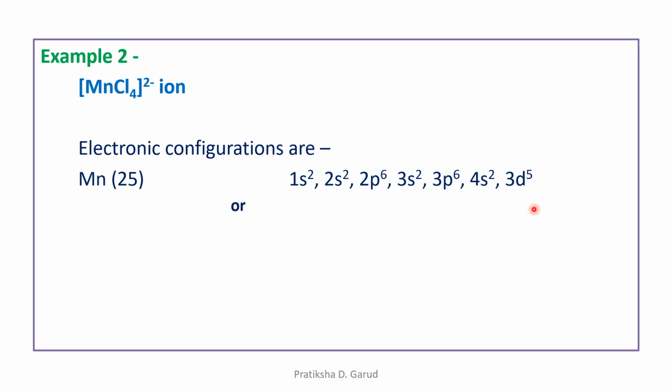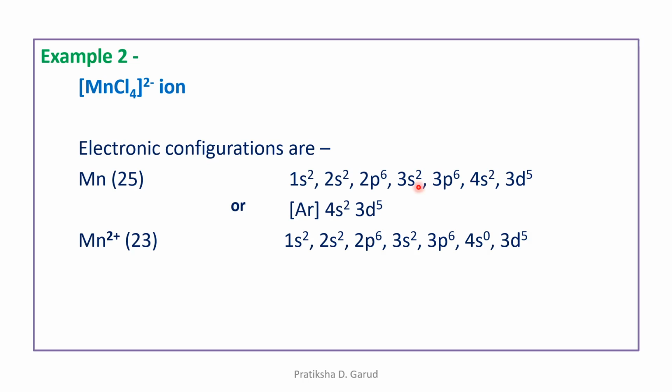Or we may write the electronic configuration with the argon core, that means atomic number 18, then the remaining 4s2, 3d5. Now here the oxidation number of manganese is +2. So we can write Mn2+, with electronic configuration 1s2, 2s2, 2p6, 3s2, 3p6, 4s0, 3d5. The 2 electrons are eliminated from the 4s, so the configuration is the argon core 4s0, 3d5, right? So the electronic configuration for this manganese 2+ is 4s0, 3d5.